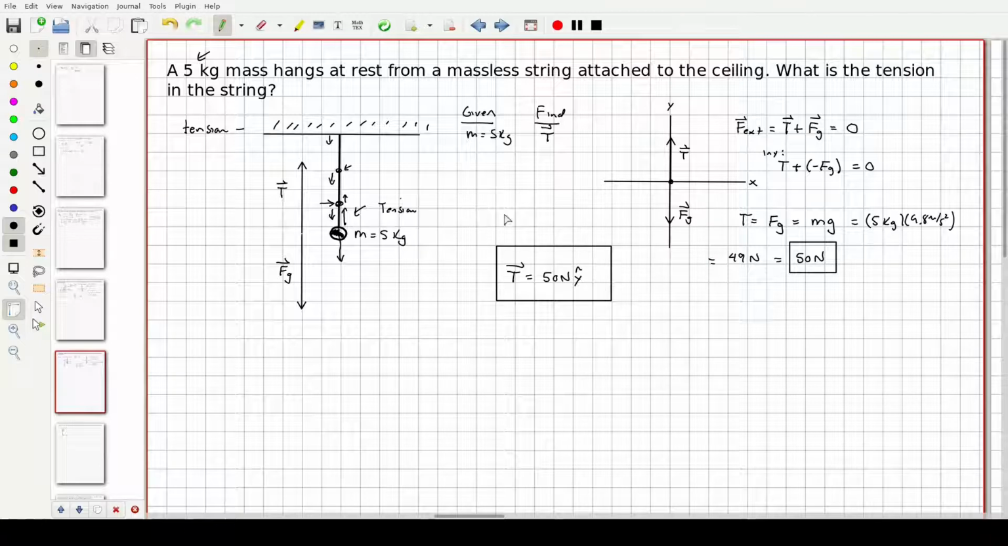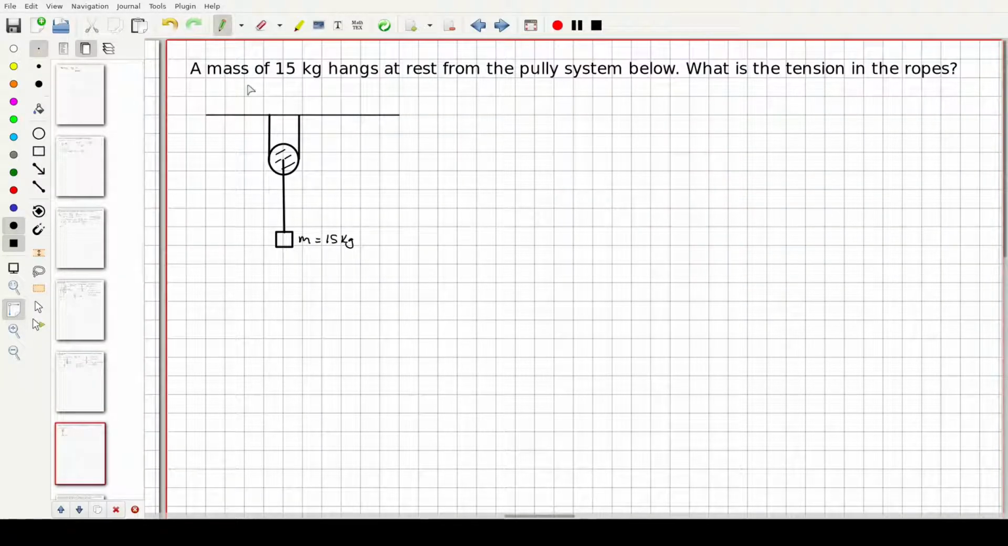Okay, so let's work another. A mass of 15 kilograms hangs at rest from the pulley system below. What is the tension in the ropes? So this is another example of a tension problem. The reason why I wanted to do this particular one is to demonstrate how useful tension is.